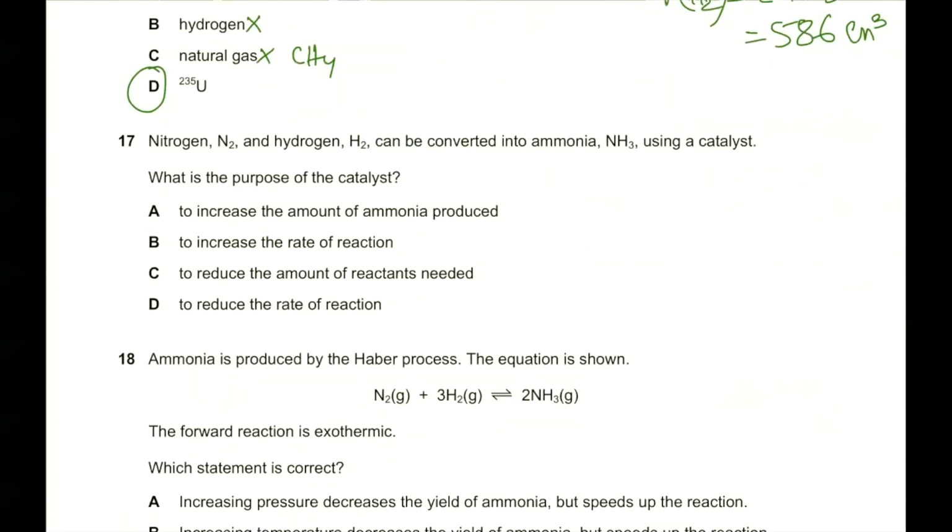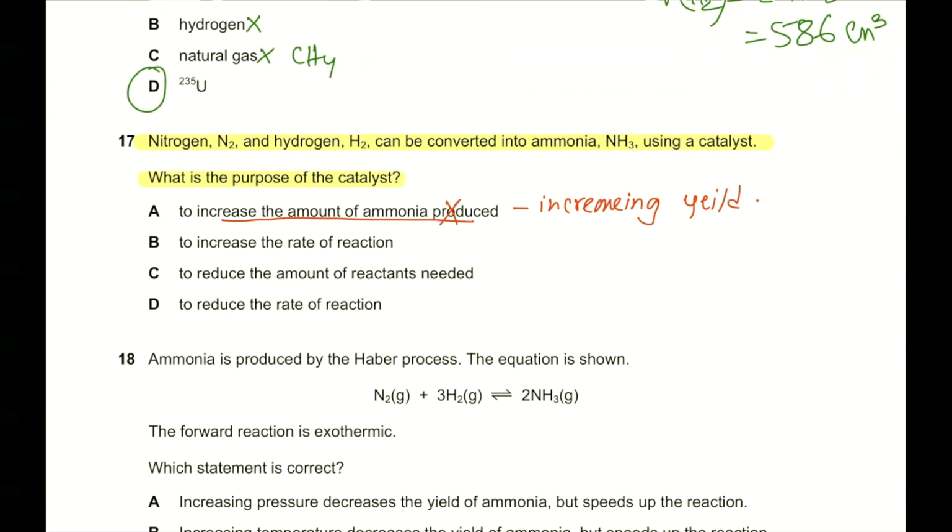Guys, question number 17. Nitrogen and hydrogen can be converted into ammonia using a catalyst. What is the purpose of the catalyst? So why do we need a catalyst? To increase the amount of ammonia produced. Guys, when it says amount of ammonia, that means it is about increasing yield. Remember, the catalyst does not increase yield, so 17A will be wrong.